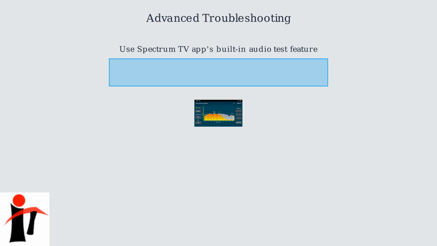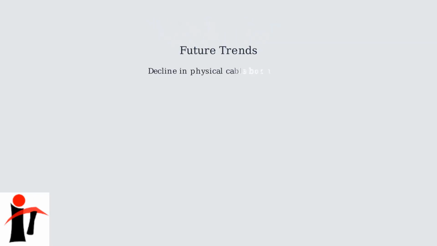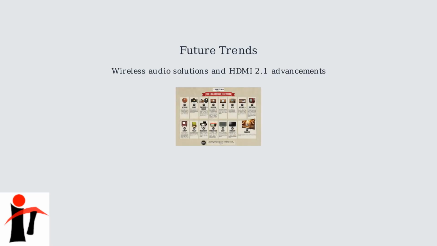Looking ahead, physical cable box usage is declining in favor of streaming options, which reduces hardware-related audio issues. By 2027, expect more app-integrated experiences featuring AI-driven diagnostics for automated fixes. Wireless audio solutions and advancements in HDMI standards like 2.1 will further minimize cable-related problems, shifting troubleshooting towards software-based solutions.